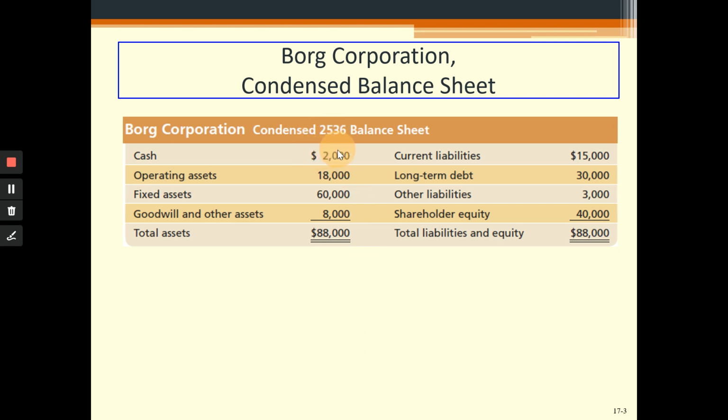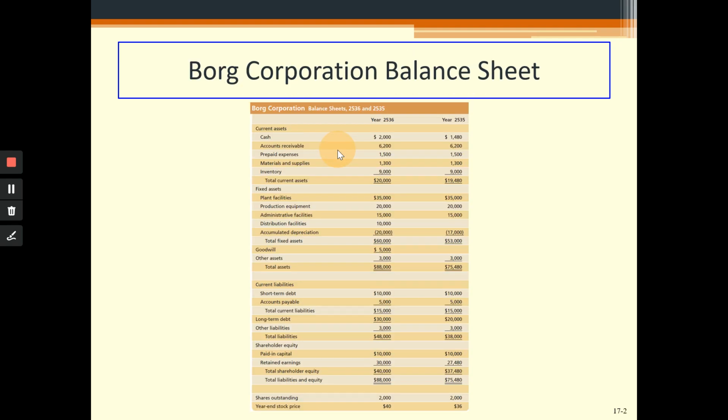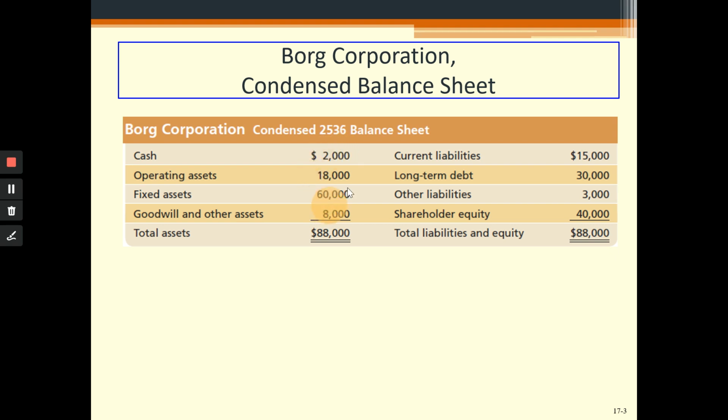So if you go back to the main statement, you can see that you have cash of 2,000, and then you have operating assets, which are 6,200, 1,500, 1,300, and 9,000. If we add from 6,200 to 9,000, you will end up getting the operating assets. The fixed asset is already given separately, which is 60,000, but then you have goodwill and other assets. We can add them together, and it becomes 8,000. So you have all this over here in the condensed version of the balance sheet.